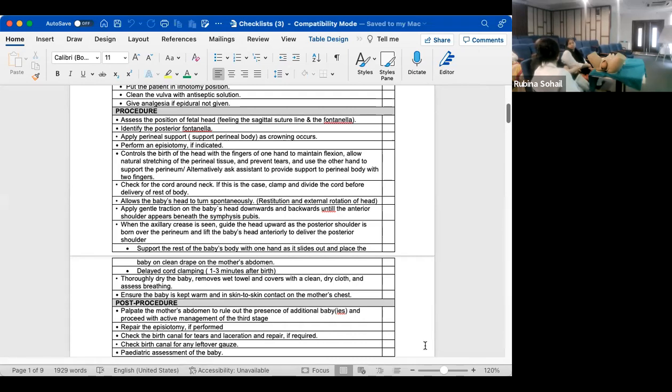Descent, flexion, and downward movement. What happens simultaneously? Descent, flexion, and internal rotation. Almost simultaneous. Internal rotation is not simultaneous. Descent and flexion, both of them occur together.